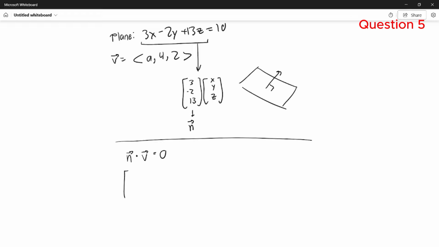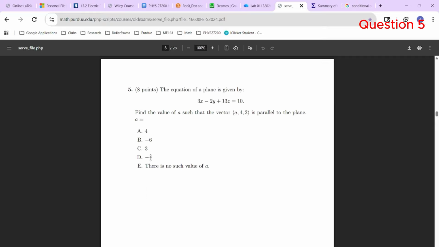Now let's do that. We have 3, negative 2, 13. We have a, 4, 2 here. We're going to dot this. You get 3a minus 8 plus 26 is equal to 0, because let me remind you that the dot product of two perpendicular vectors is 0. 3a is equal to negative 18. a is equal to negative 6. You can't go back and check this, but for the purposes of this video, I will not. But that is one of the answer choices. That'll be answer choice B. a is equal to negative 6.